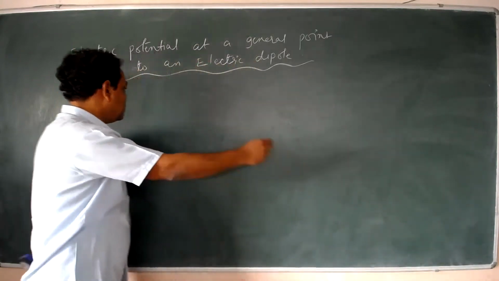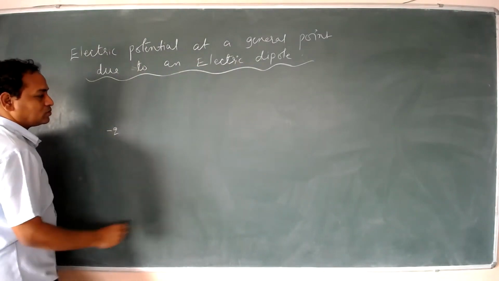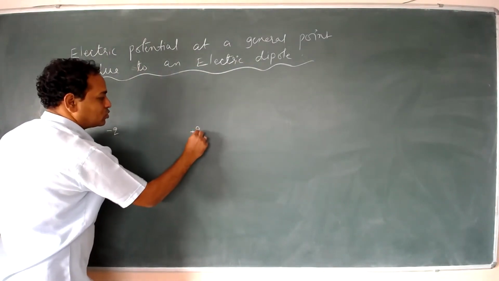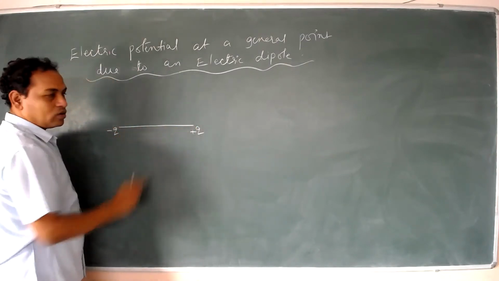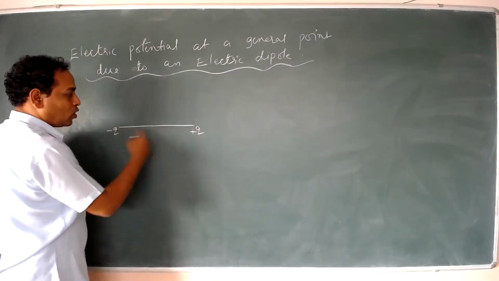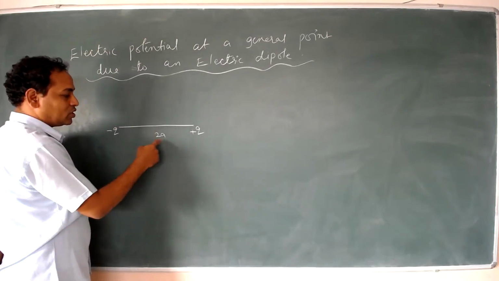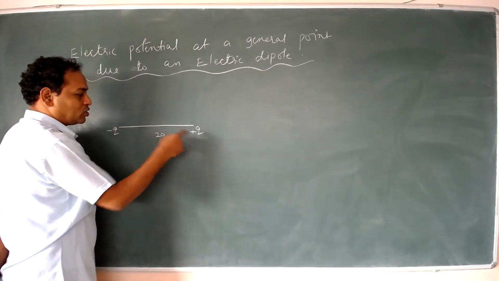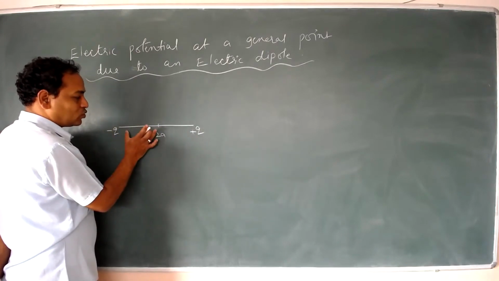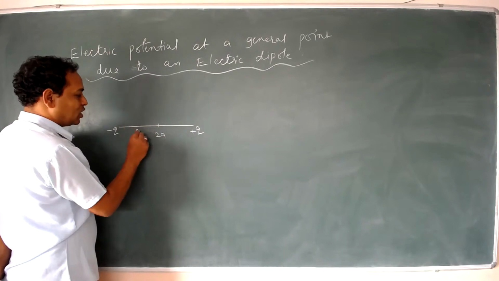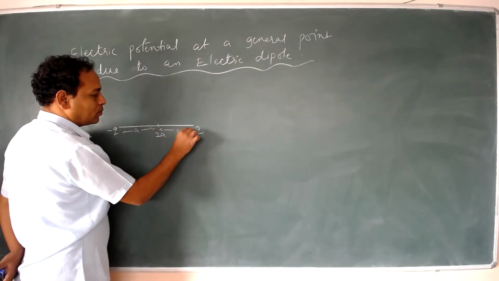Let us see. Suppose this is a minus q charge and this is a plus q charge. This is called an electric dipole, of length 2a. We know this very well. 2a is the distance between the two opposite charges, so here we can write this as a and a. That means this length is a, and this length is also a.